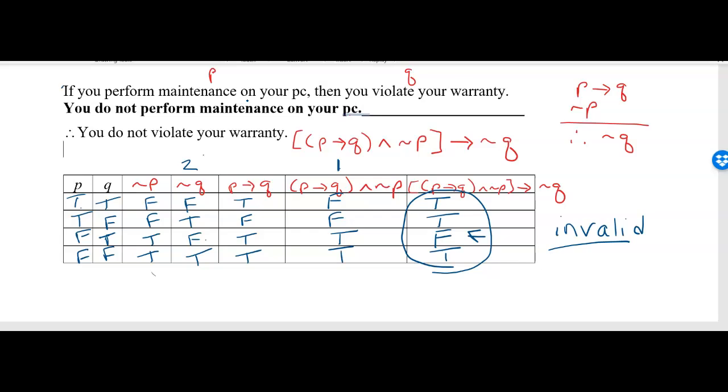All right, that concludes doing truth tables to validate these types of arguments. And in the next video, we're going to get into our syllogisms and using Euler diagrams. So stay tuned.